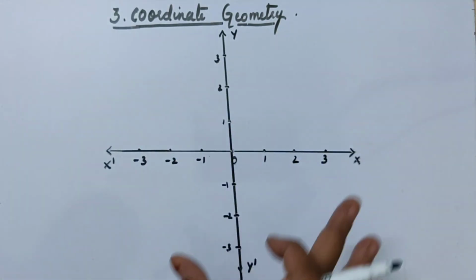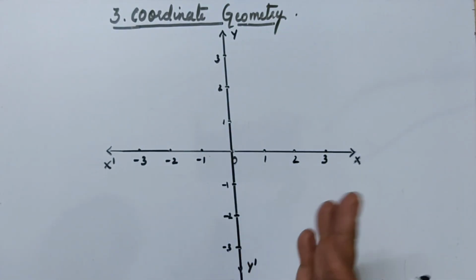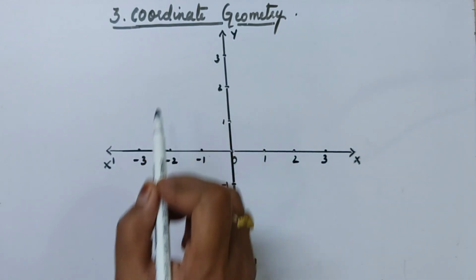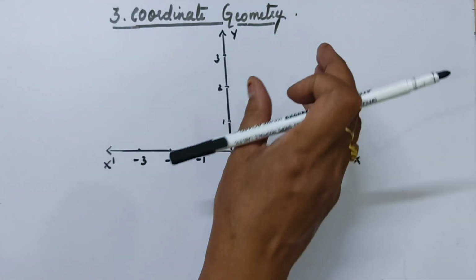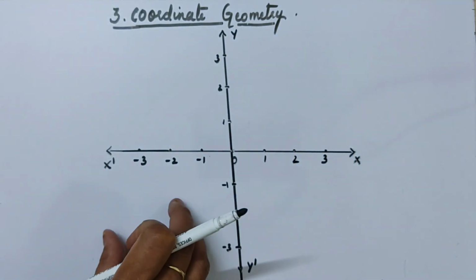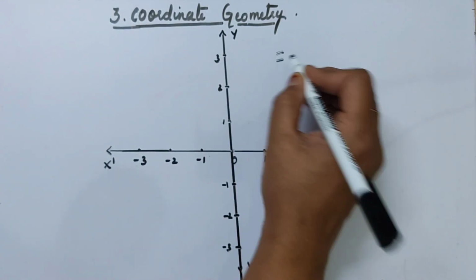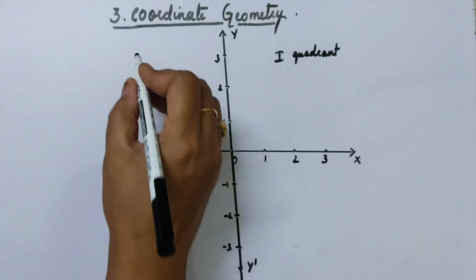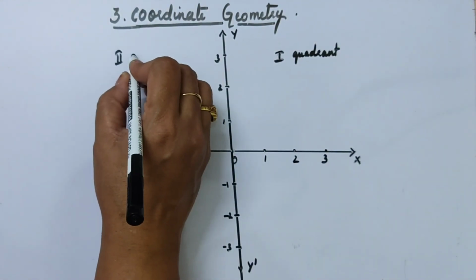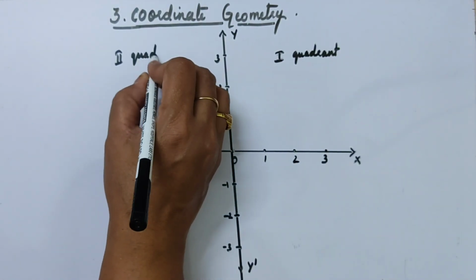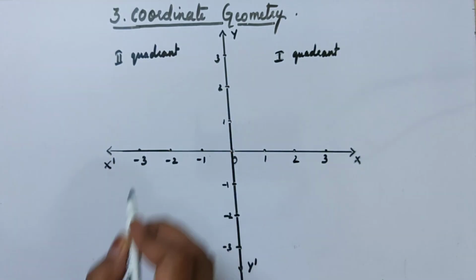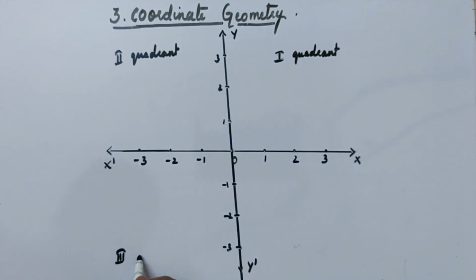Now you can observe that this plane is divided into 4 parts: 1, 2, 3, 4. Each part is called a quadrant, students. This will be the first quadrant. This will be the second quadrant. This will be the third quadrant, and this will be the fourth quadrant.